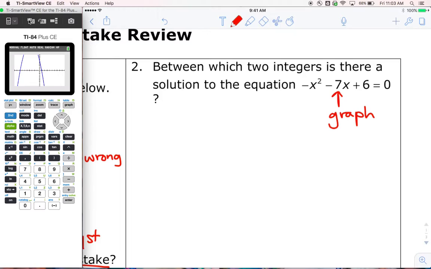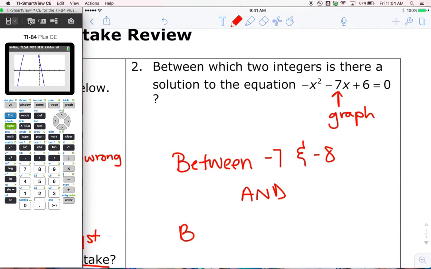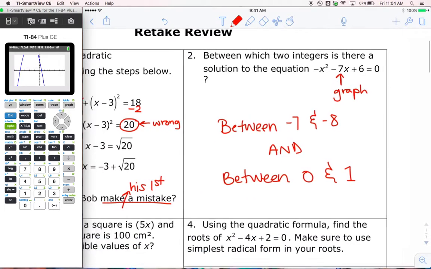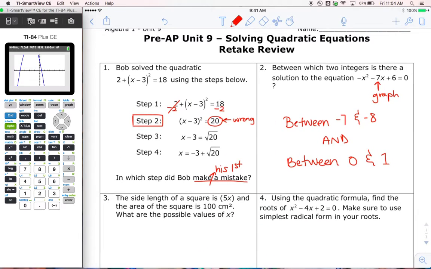So you have two answers here. We're going to put both. So we're going to say between negative 7 and negative 8, right? And between 0 and 1. All right, so there are two answers here. And again, just got it from the graph. Let's look at problem 3.